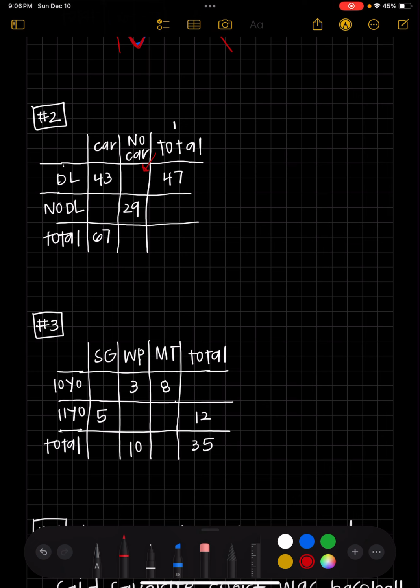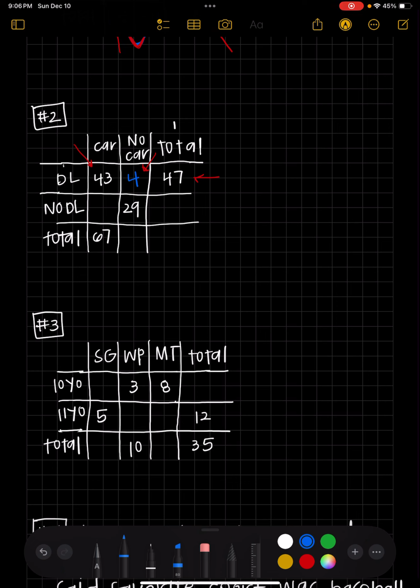We know that there are 47 people that have a driver's license. We also know that 43 people who have a driver's license also own a car. So to figure out the amount of people that do not have a car but also have a driver's license, we can do 47, which is in the total column, minus the 43. Basically I just take the two numbers in the top row, this 47 and this 43, and I subtract them. So 47 minus 43 would give me 4, which means there should be 4 people that have a driver's license but do not own a car.